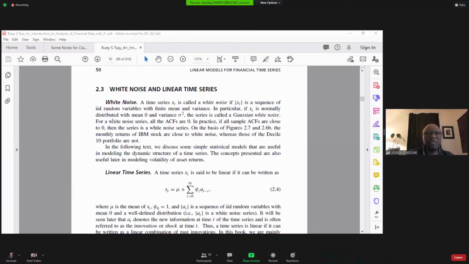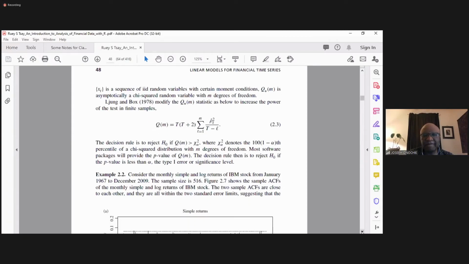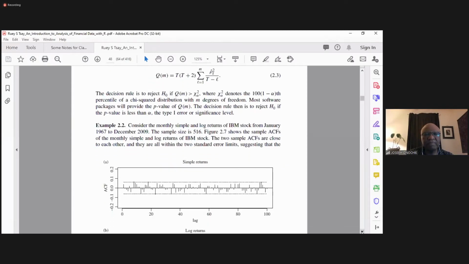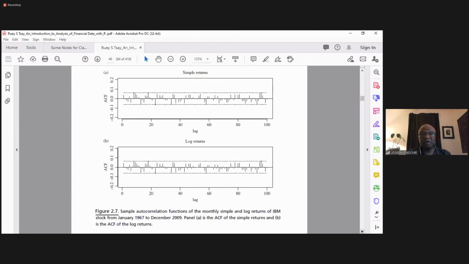All right, so this is your textbook. This is page 50 of your textbook. Let me go to page 48. I think I noticed a white noise. Come on, don't mess with me today. Ah, there you go. This is from page 48 of your textbook, okay?